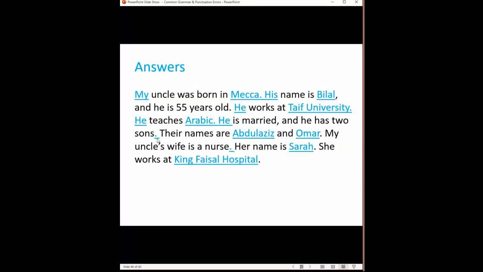And what do you think of the full stops? When we have nouns or names, we use capital letters, and if we want to divide our ideas so the sequence will be clear for the reader or the audience, you should separate your ideas by full stop. You cannot say my uncle was born in Mecca, his name is Bilal, and he is 50 years old, he works at Taif University in one sentence. Why? Because it's going to be a run-on sentence. We have to divide your ideas so your writing will be clear and good.